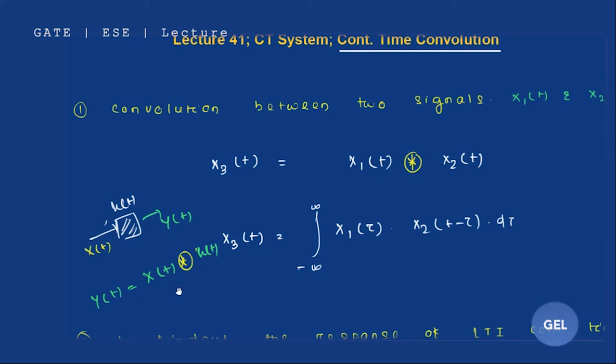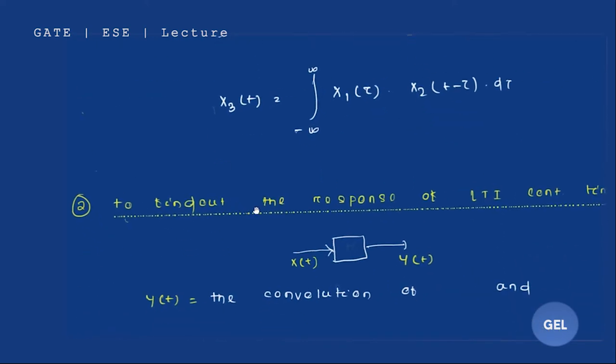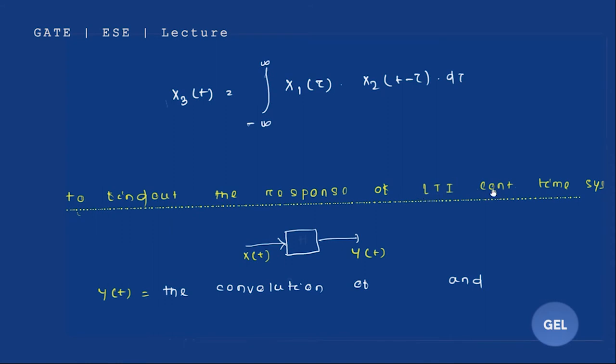That is why convolution is mostly used. Clear? Now, let's discuss this. Look here carefully. So, to find the response of a linear time invariant continuous time system. Sir, why LTI system? It's a good system, like a good husband and a good wife. Always we prefer linear and time invariant systems, because I have explained it to you in many long episodes.